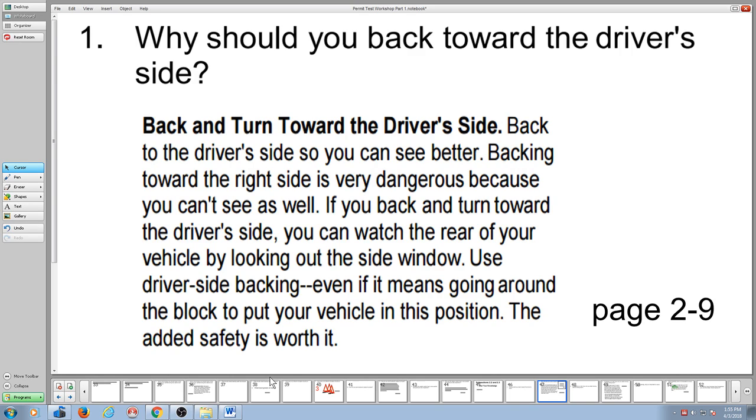100% true. And I would also put in there, not for the permit test, but in the real world, if you have the ability to get somebody to spot and tell you what's going on behind you, do that. It's so much safer, so much easier, so much better. Gives you a little peace of mind as well.